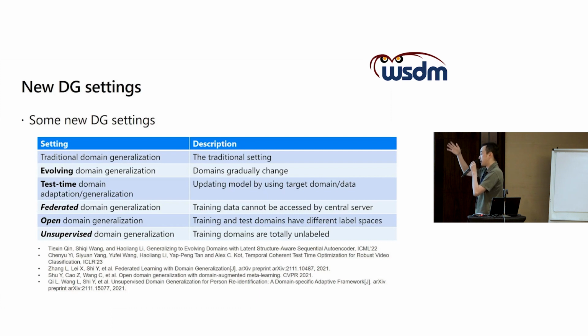Here are some new settings besides the conventional setting. Among them, I want to introduce two kinds of settings. The first one is evolving domain generalization, where we assume that there is an evolving pattern, a trend, in the observed domains, and ask how we can generalize better based on this setting. The second one is test-time domain adaptation as well as generalization, which also attracts a lot of attention in both academia and industry.